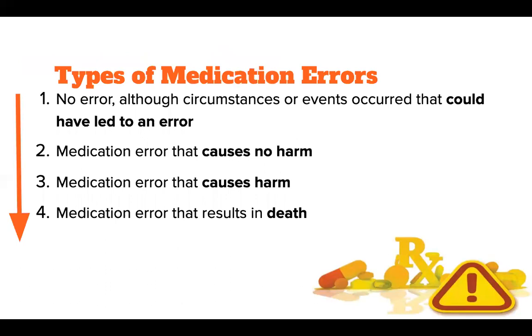Next, we'll talk about the severity of the medication error. So that number 1 is the just culture. So that would be no error occurred, although circumstances or events occurred that could have led to an error. And as I mentioned before, it's important that these errors or potential errors are documented and given to whatever system you work for, their risk manager. This is because the next time that this situation occurs, someone else may make that error and that may cause patient harm.